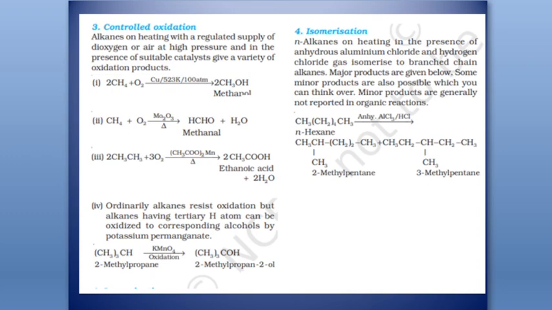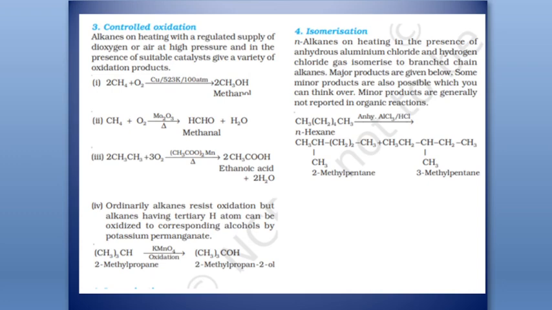Isomerization. N-alkanes on heating in presence of anhydrous aluminium chloride and hydrogen chloride gas isomerize into branched chain alkanes. The major products are given below. Some minor products are also possible, which we can think over. The minor products are generally not reported in organic reactions.